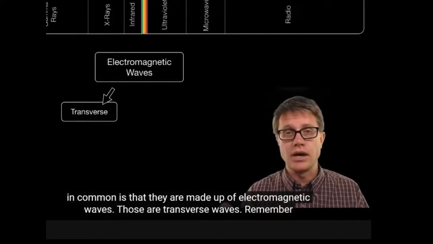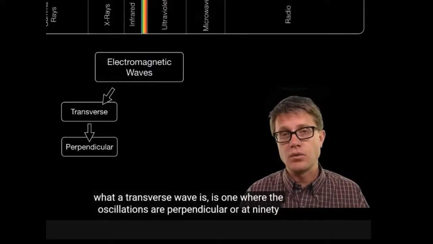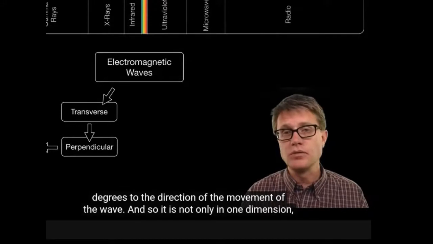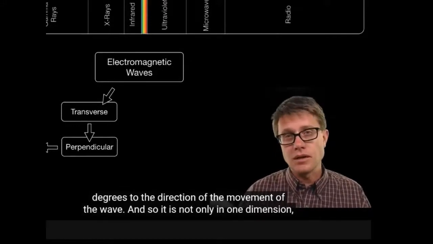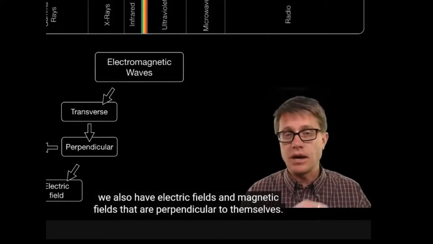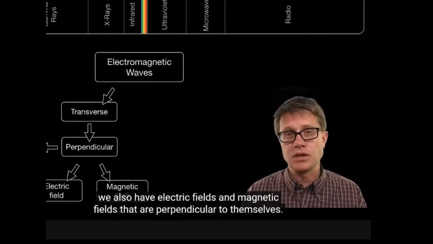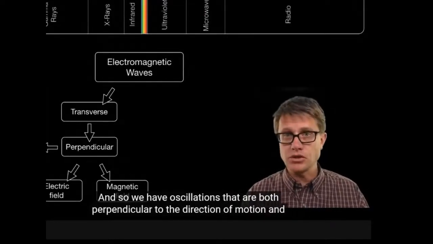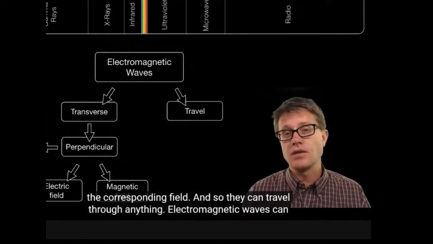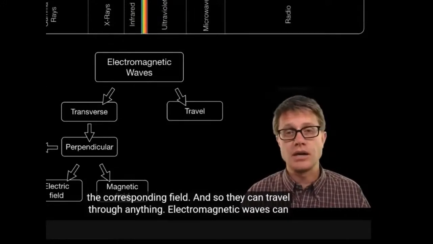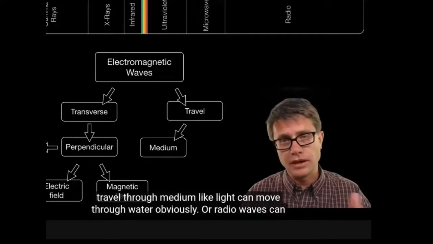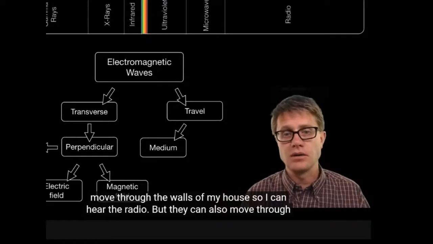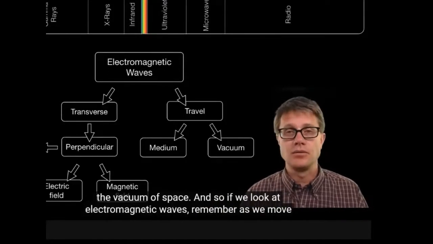Those are transverse waves. Remember, a transverse wave is one where the oscillations are perpendicular, or at 90 degrees, to the direction of the movement of the wave. It's not only in one dimension; we also have electric fields and magnetic fields that are perpendicular to themselves. So we have oscillations that are both perpendicular to the direction of motion and the corresponding field. And so they can travel through anything. Electromagnetic waves can travel through a medium, like light can move through water, or radio waves can move through the walls of my house so I can hear the radio, but they can also move through the vacuum of space.